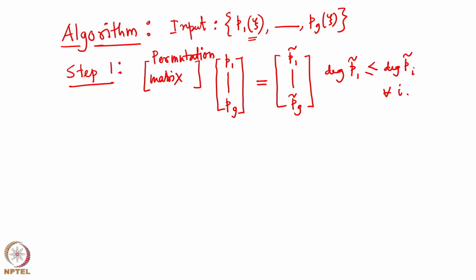Now, what do we do next? We just do division with remainder. That's it. What is the speciality of division with remainder? If you take two polynomials p and q, let me write here. If you take two polynomials, this is division with remainder.